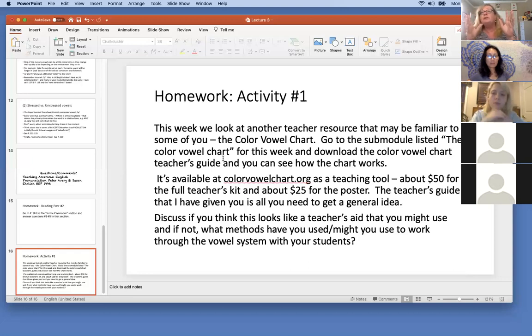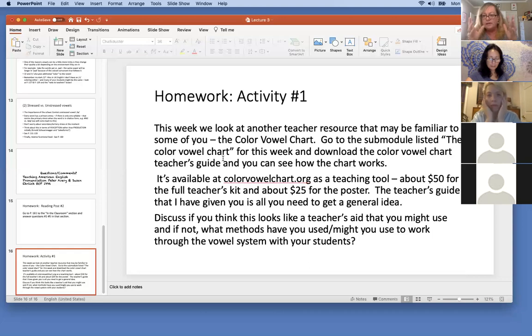The color vowel chart is a teaching tool where they associate the vowels with colors as opposed to anything else. So it's sort of what I was just saying with Sarah, potentially, that you can associate it with anything that might be meaningful particularly for children, but also for adults. So what I've given you is the teacher's guide, and the teacher's guide is a free PDF, and it totally gives you the idea of what this thing is about.